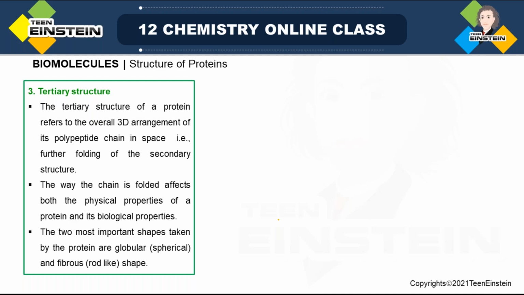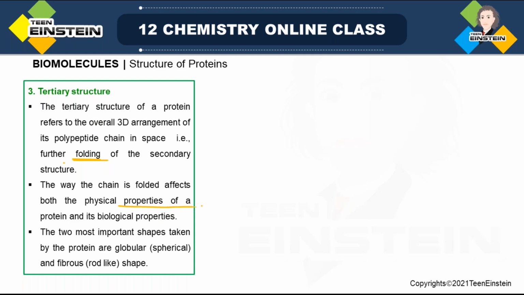You have to now consider the structure in a broader way. Now it is the overall three-dimensional arrangement. That is, after secondary structure, what further folding is possible? Further folding of the secondary structure. So the way the chain is folded affects both the physical properties of a protein and also the biological functions that it offers. So that is why it is important to know the tertiary structure.